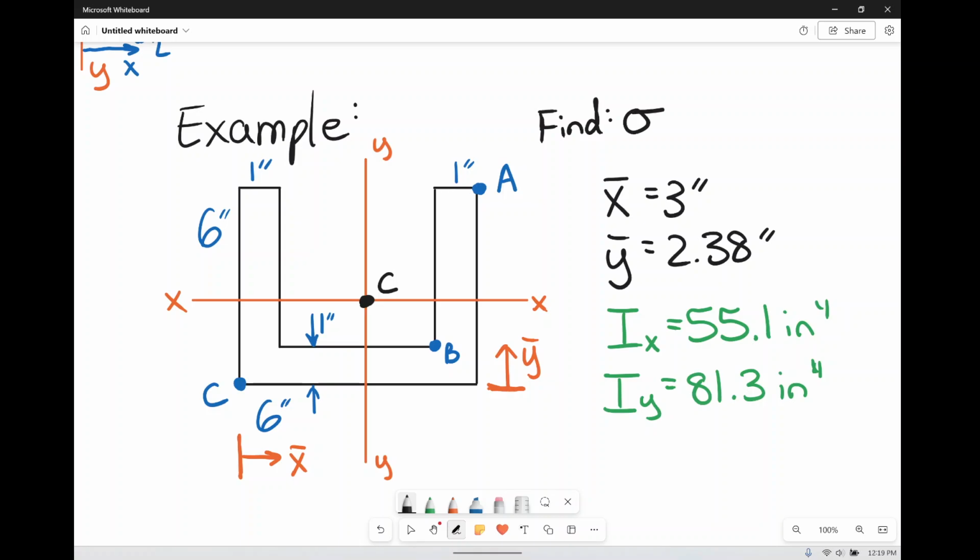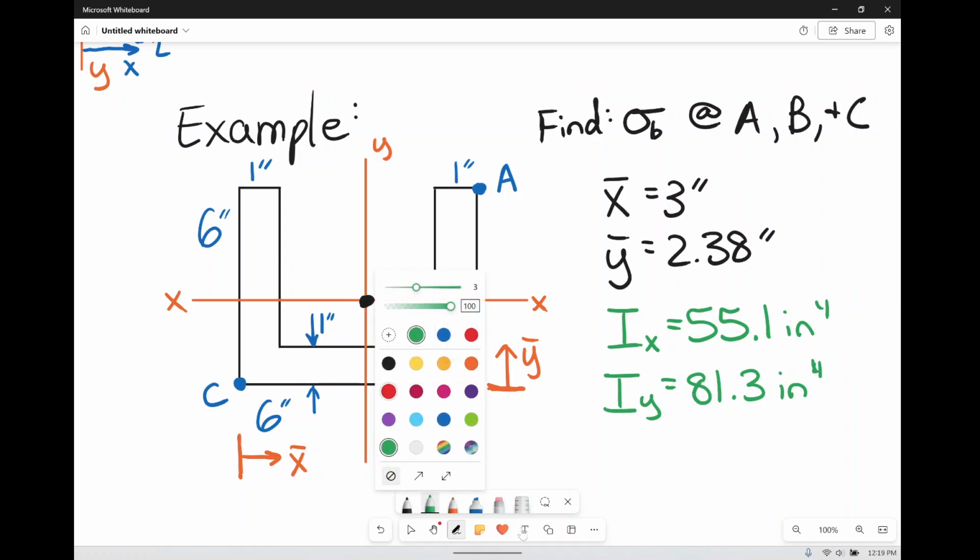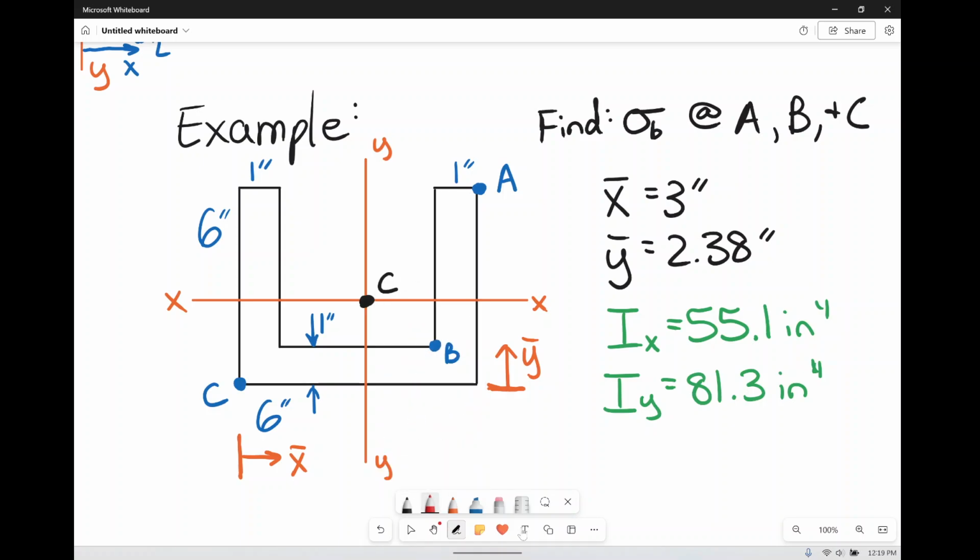This time, we want to find the bending stress at A, B, and C. And in order to actually have bending stress, we have to have a moment. So let's have a moment, but we're going to solve this problem twice. First, we're going to put a moment about the x-axis.